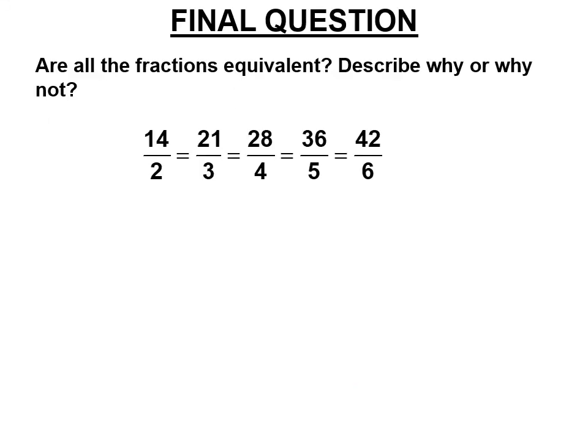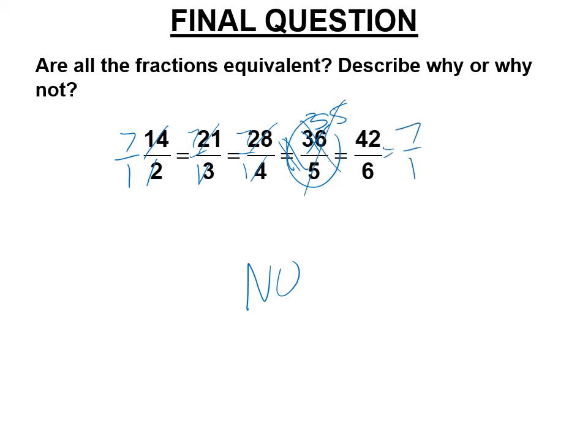Are all the fractions equivalent? Well, the first one makes 7, right? 14 divided by 2 is 7. 21 divided by 3, also 7. 28 divided by 4, also 7. 36 divided by 5, no, it should be 35. So once we get one no, we can stop. This one is a no-go. The other one does make 7, so it's no. Right, good luck with the homework.